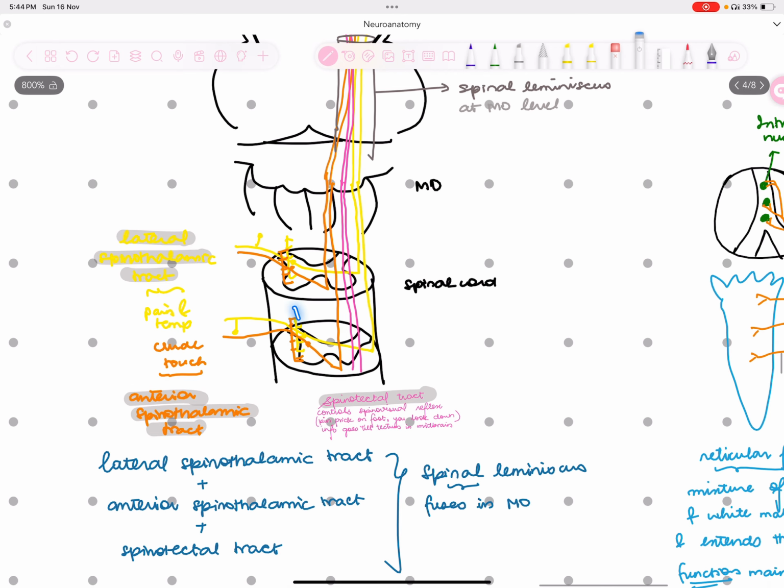Right, and then don't forget the tract of Lissauer, which sends descending branches of the first order axons, which are coming from the posterior root ganglion and reaching the tip of the dorsal gray horn.